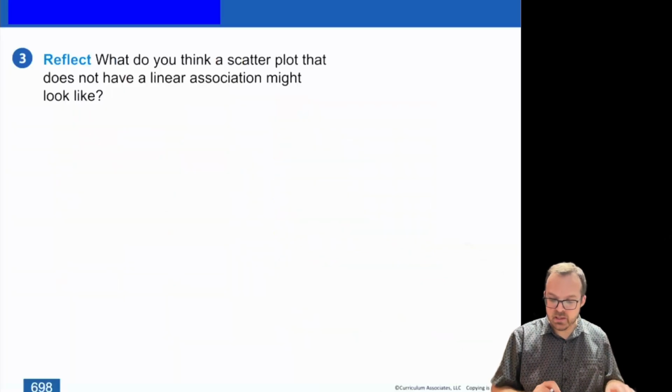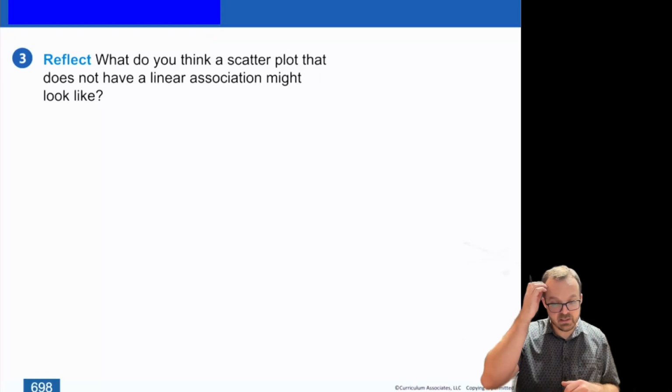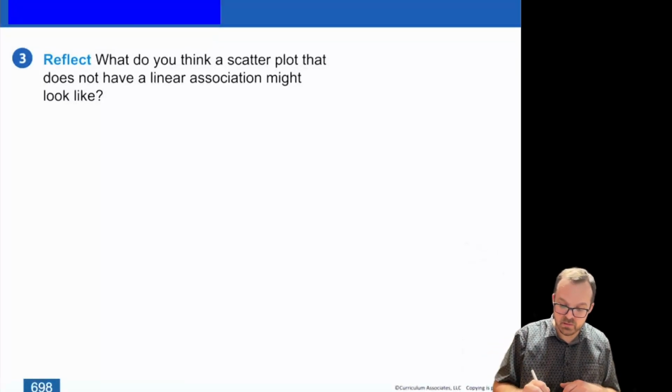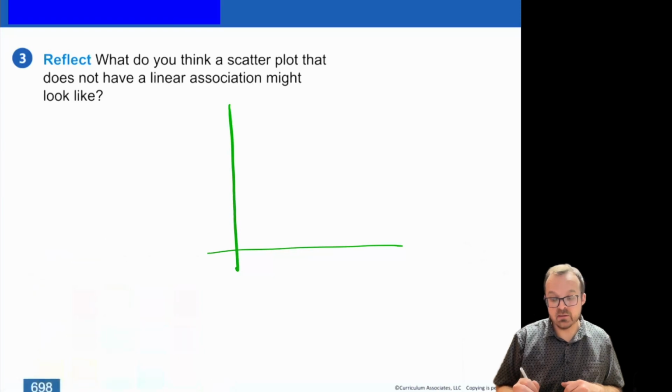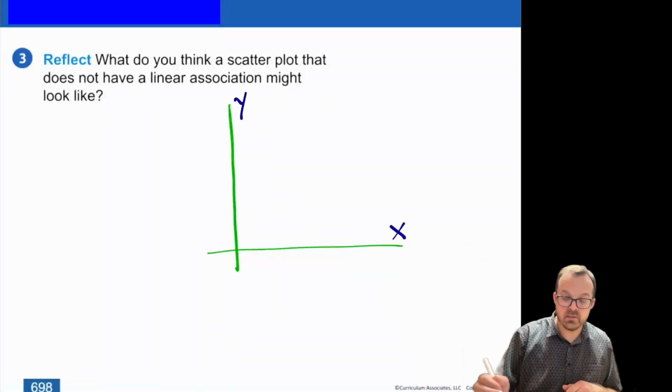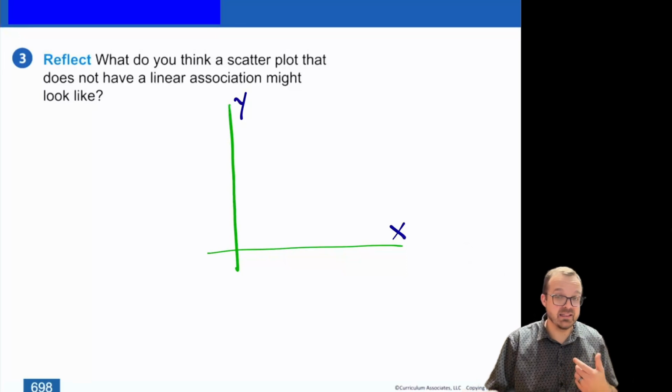I believe that's it. So last question I have for you from your text on page 698 is, what do you think a scatter plot that does not have a linear association might look like? Now I can kind of sketch that for you real quick. There are all kinds of little trends we could have. I mean, if you want to label an X and a Y axis, you can try to think of something that has an X and Y axis, but something that's not linear but has an association.